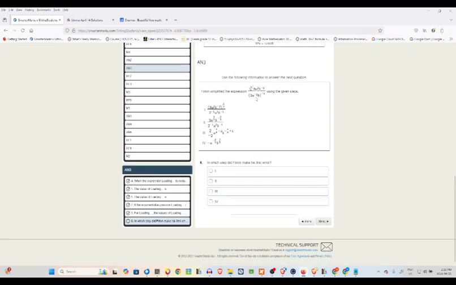Number 6. Farian simplified the expression using the given steps. Step 1, he's taken the cube root and written as exponent 1/3. Nothing else has changed. That's valid. The denominator, he's just taken that negative 1 and applied that exponent all the way through. So step 1 is fine.